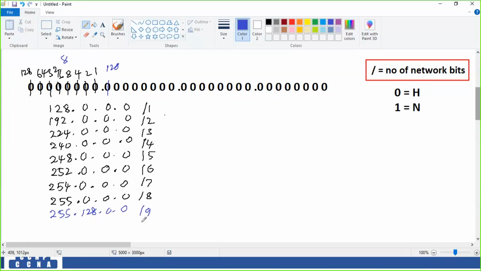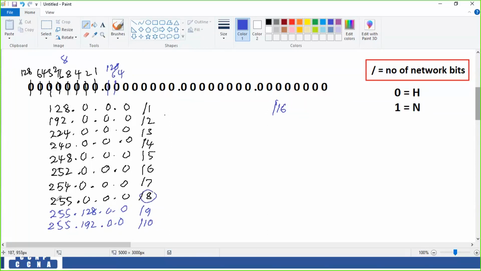128.0.0 is slash 9. Slash 10 is 192. Slash 16, tell me, what does 16 mean? 16 network bits. Yes, sir.